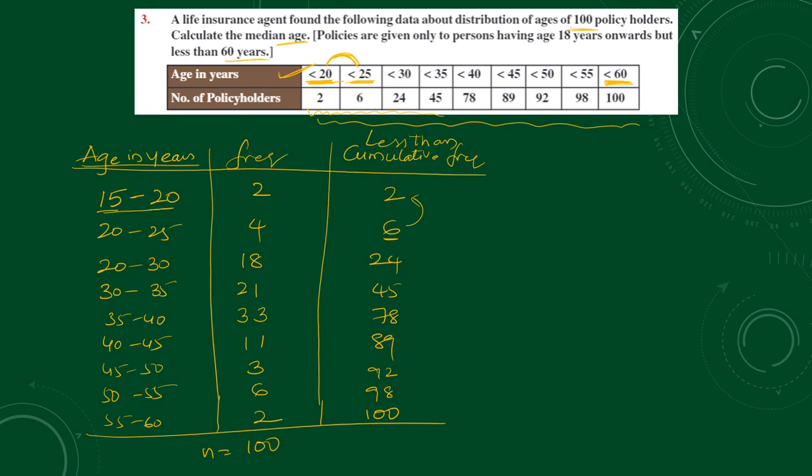So these are the frequencies, which we obtain by subtracting each value from its succeeding value. Now, why are we calling it less than cumulative frequency?